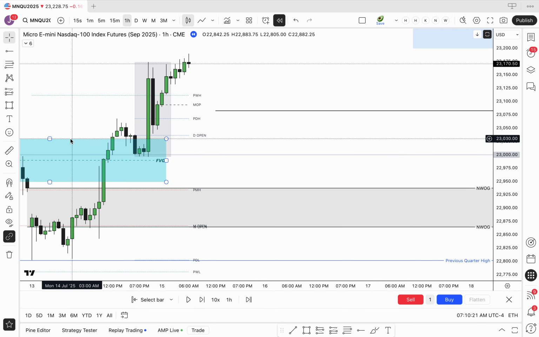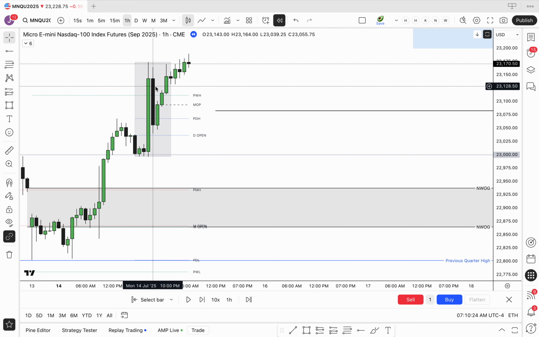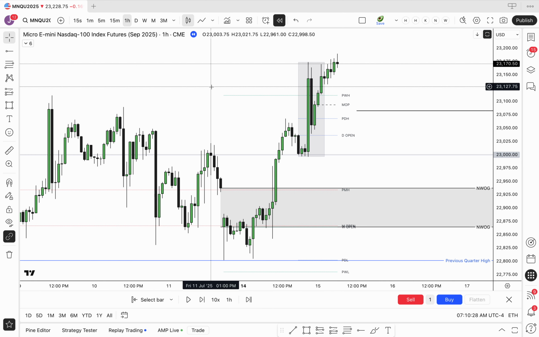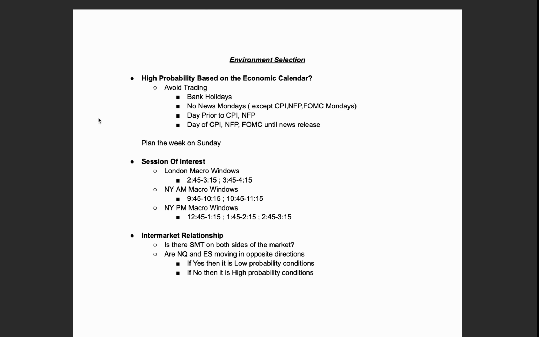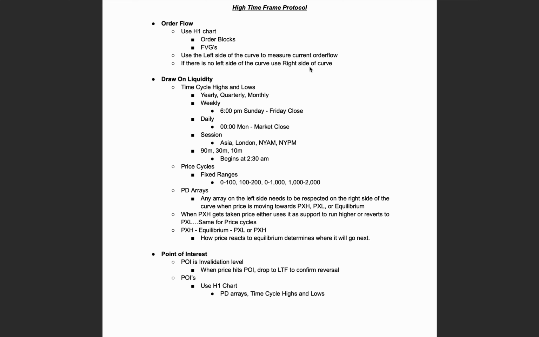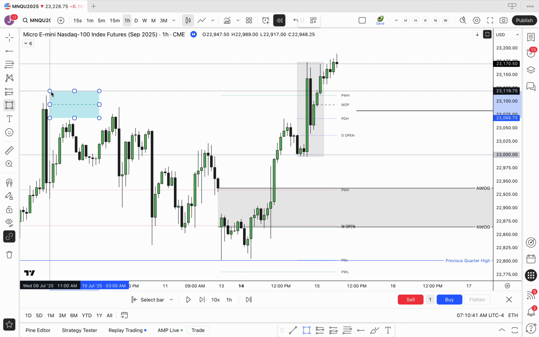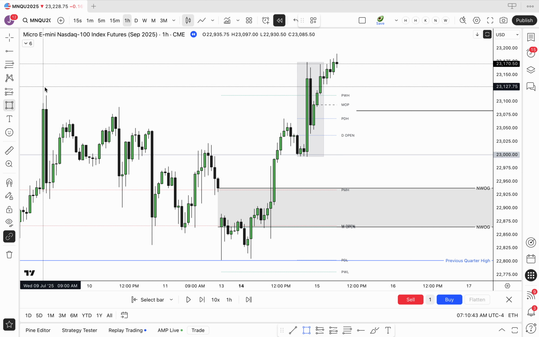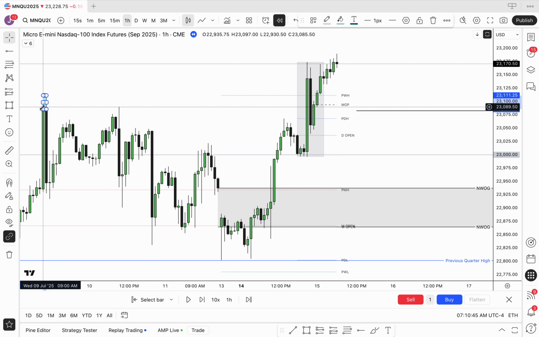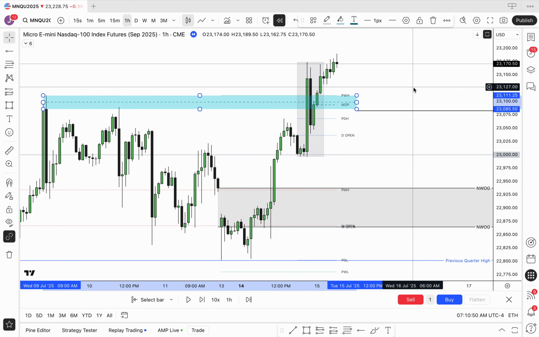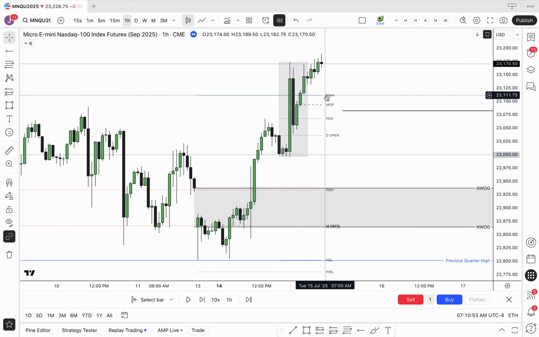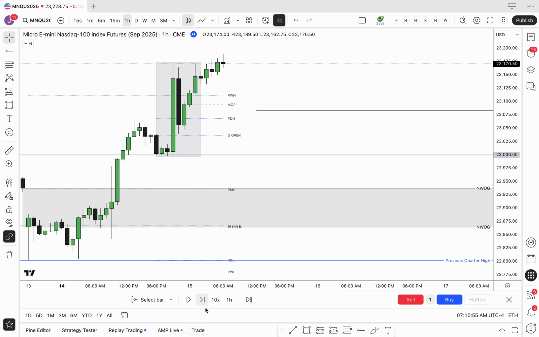So at this point we move to the current side of the curve, which is what you do when there is no side of the curve. So like I said here, if there's no left side of the curve, use the right side of the curve. So once you're above the original consolidation of the market maker model, you have to use the current side of the curve. So in this case, what would you use?